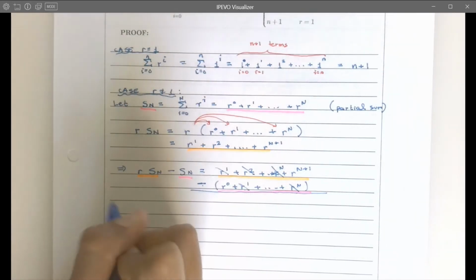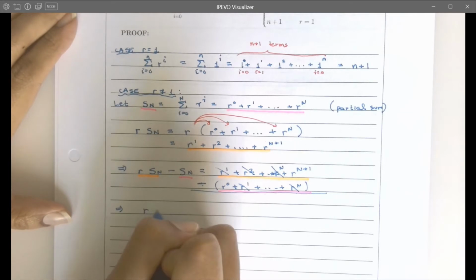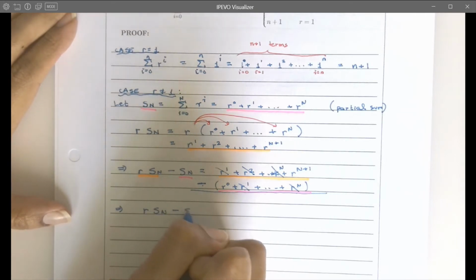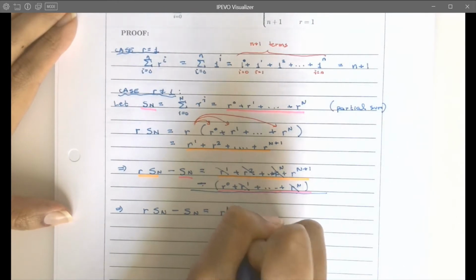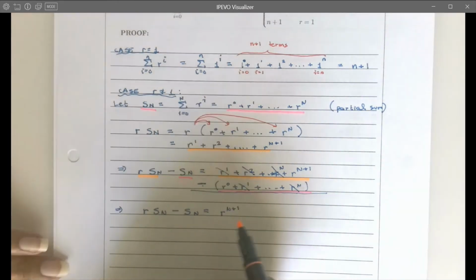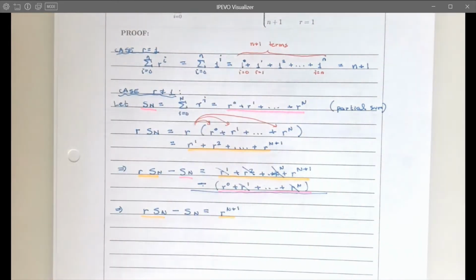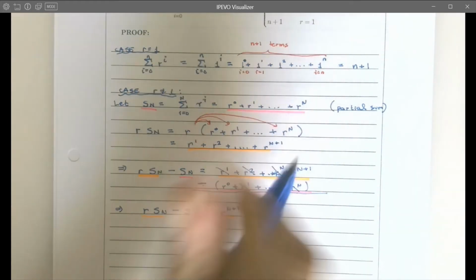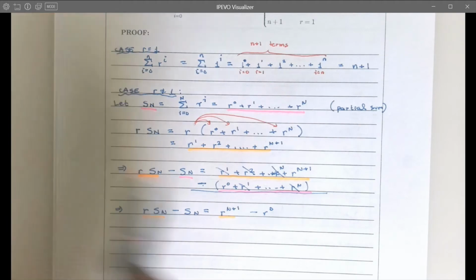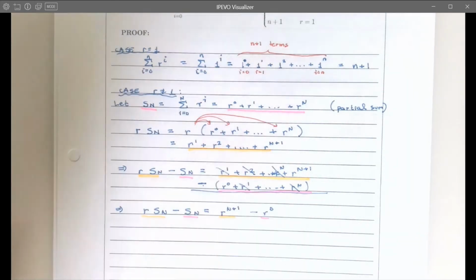So in the end, we're going to get something like R times Sn minus Sn is equal to an R to the n plus 1, which survived from this first term, minus an R to the 0, which survived from that second term.